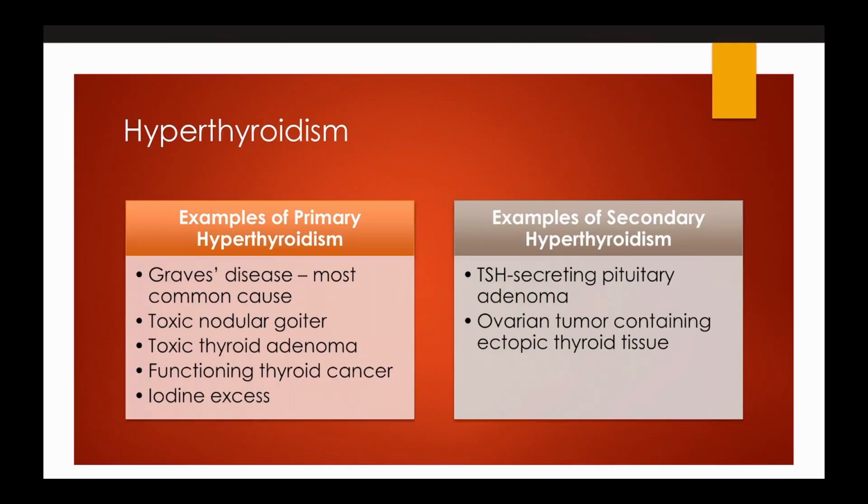So primary hyperthyroidism, Graves' disease. The most common cause of primary hyperthyroidism is Graves' disease. We'll go through that in a second. And then you have toxic nodular goiter, toxic thyroid. These are your cancers, and iodine excess. So these are all cancers or whatever within the thyroid gland itself. Here's secondary hyperthyroidism. A TSH secreting pituitary adenoma.